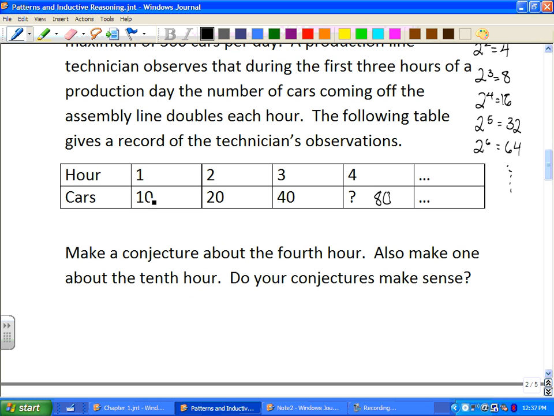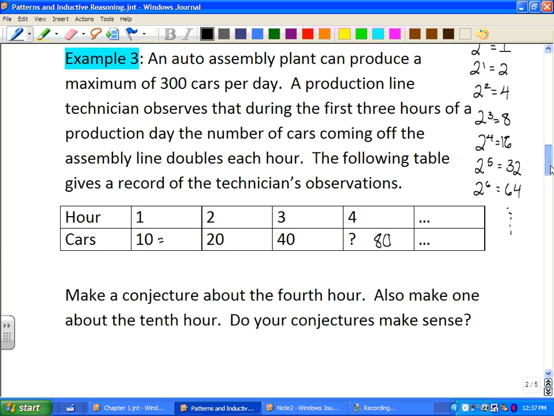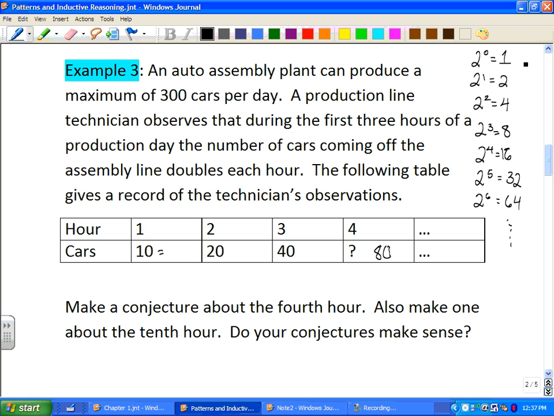Now, how can I express 10 in terms of something being doubled? Add a 0 to what? Oh, you're talking about adding a 0 to 1? Yeah, I can add a 0, but think about it in terms of an operation. How would I take 2 to the 0, which is 1, and turn it into 10? Multiply by 10. So 2 to the 0 power, which is 1, times 10 equals 10, right?